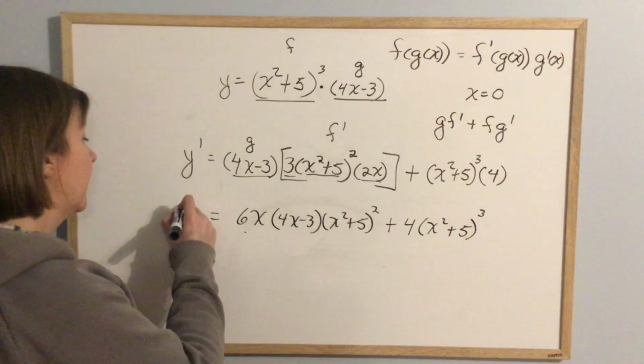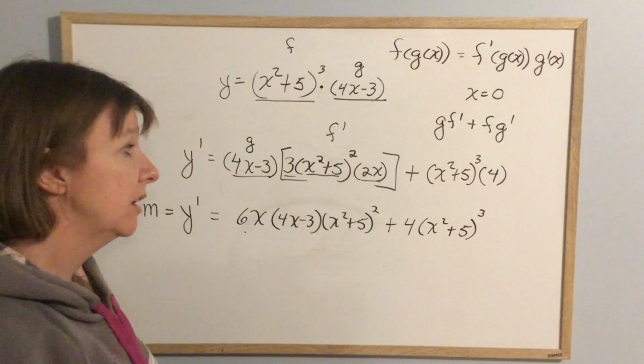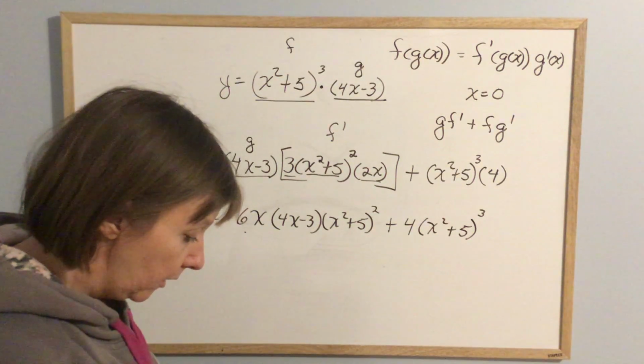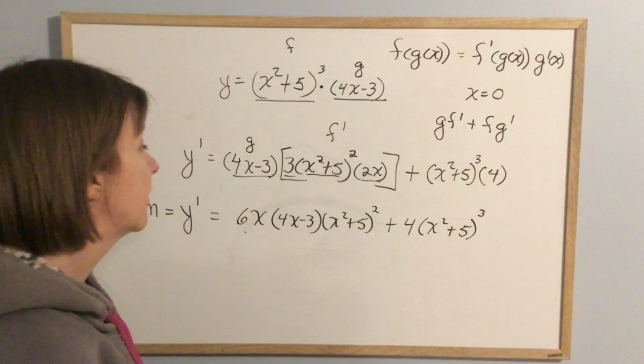So now that is my derivative. In other words, the slope of the tangent. Now they want me to evaluate this when x is 0.